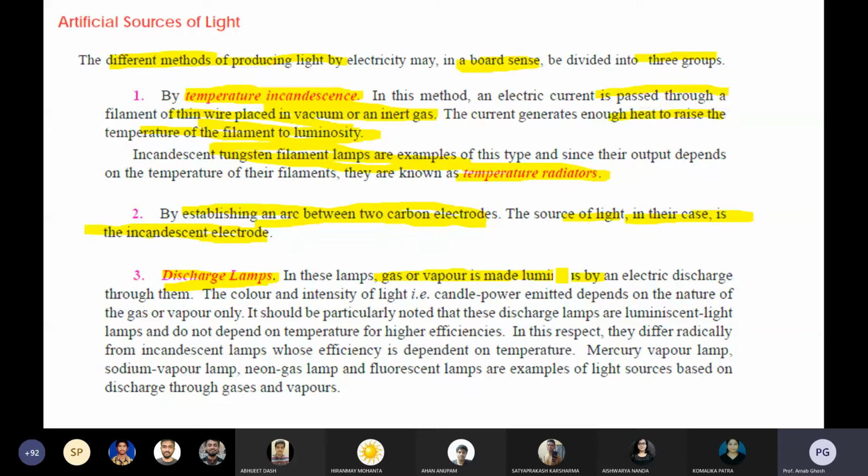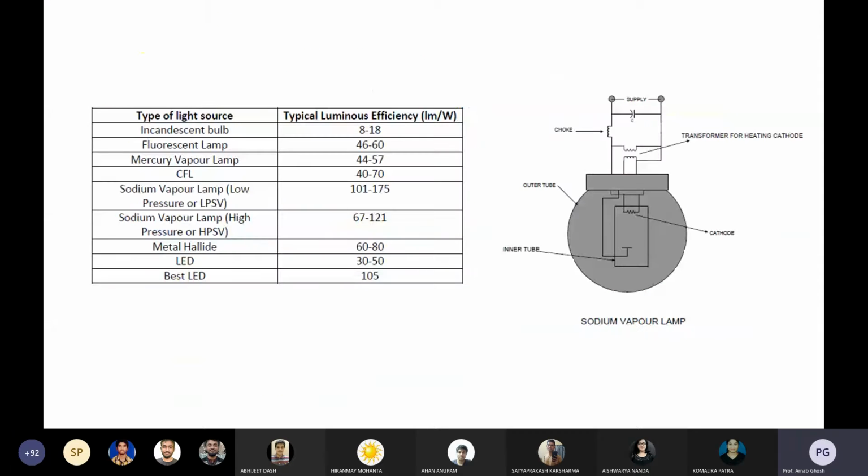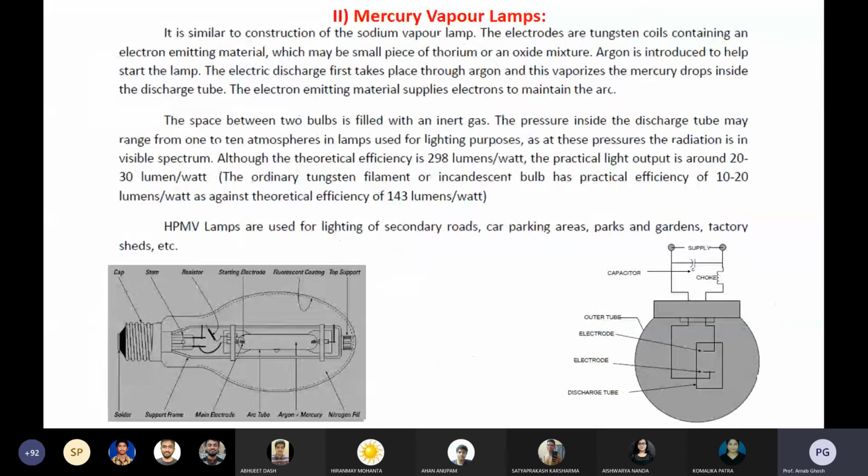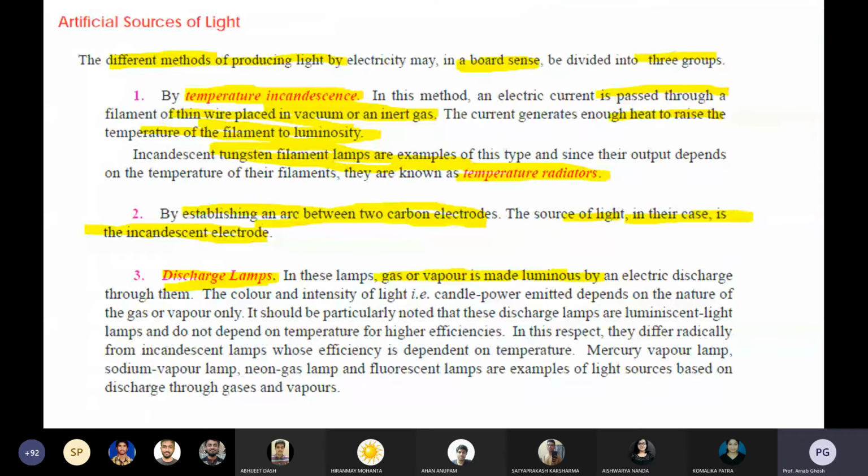I think in the next class we will discuss it, the different vapor lamps, so that's better. Today we are not able to complete the entire thing. Our next class is on Friday. I'll complete the discharge lamp portion then.